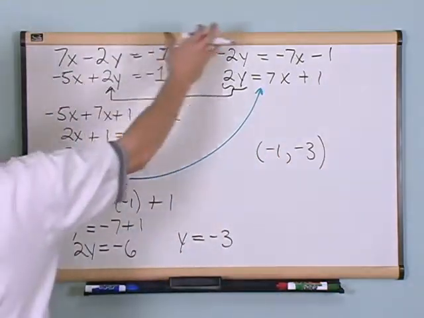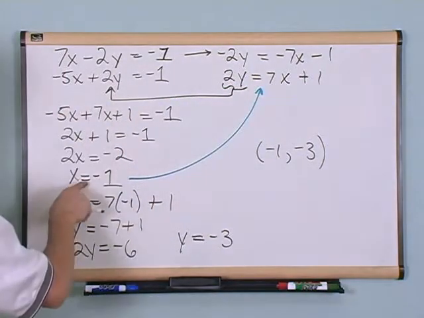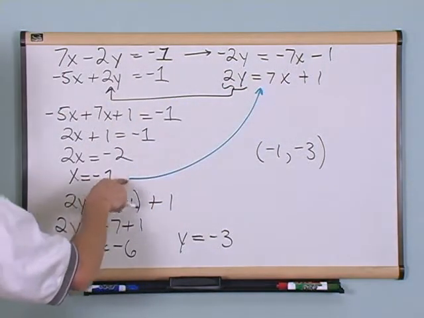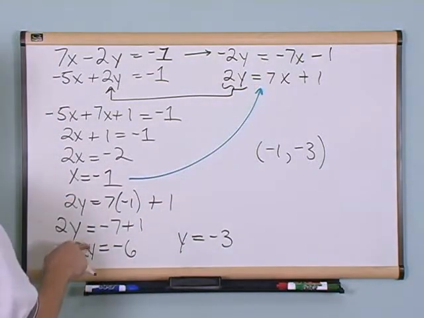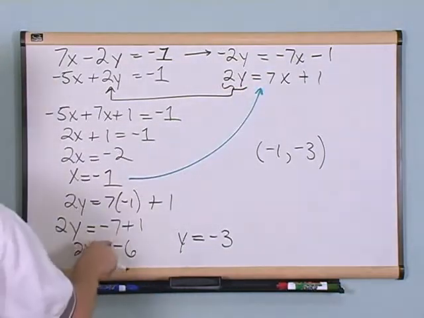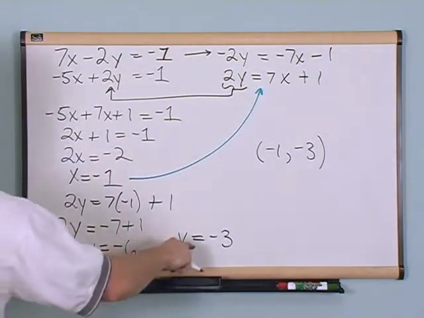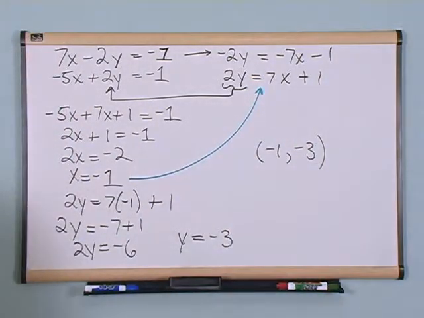I took the first equation, solved it for 2y, plugged 2y back into here, got an answer for x, took x, plugged it back into here, and then once I finally remembered to carry my 2y down, just plug that negative 1 in here, and you get 2y is equal to negative 6, y is equal to negative 3. That is the solution to the problem.